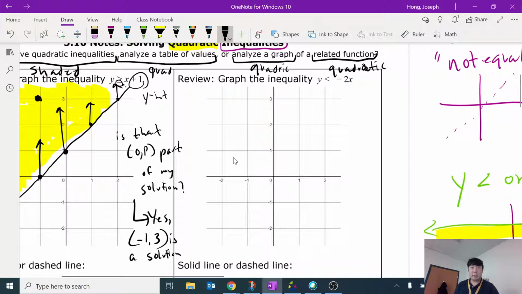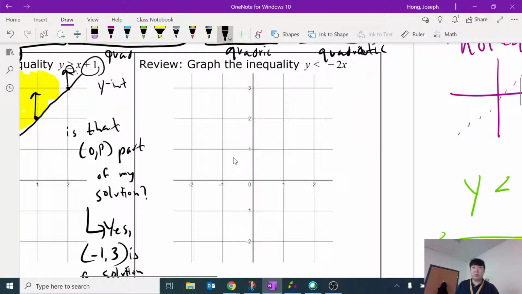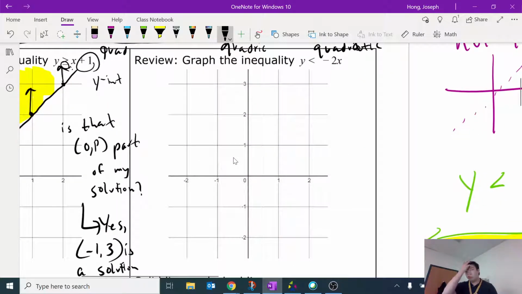So just real quick, let's do this review again. Let me give you some time right now to do this by yourself. An Edpuzzle question will be like, what is your solution?